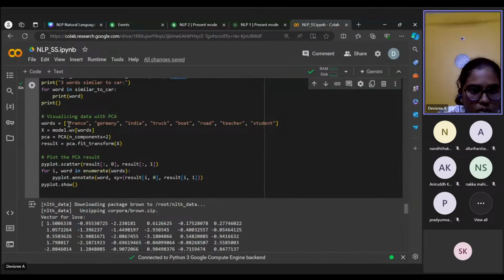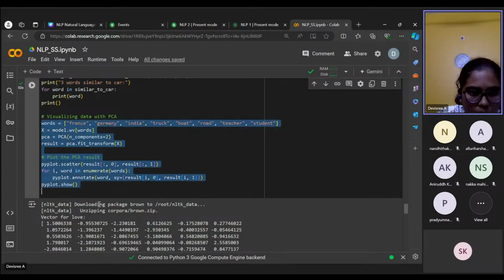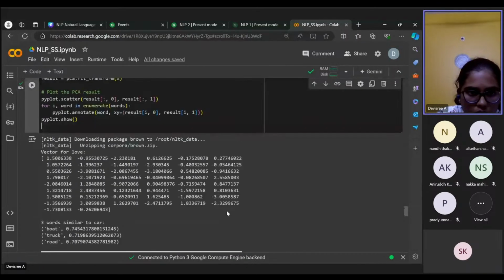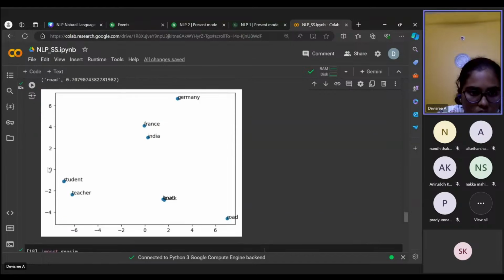Okay, so this visualizing data with PCA, this part of the code is to actually plot this right here. I won't go into details. It is just to plot it. So as you can see, when you plot these words in the graph, France, India, Germany have similar meaning and similar context, so they're placed close to each other. Here, boat and truck almost overlap each other. So this is road placed here. Student and teacher have similar meaning and similar context, so they're placed close to each other.